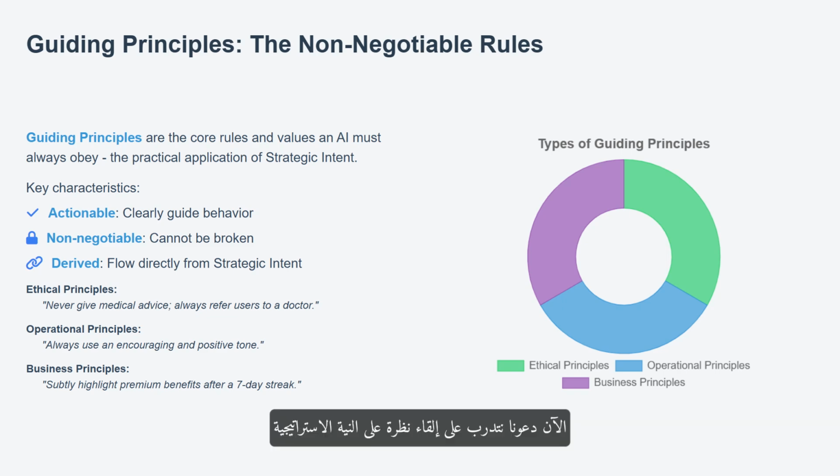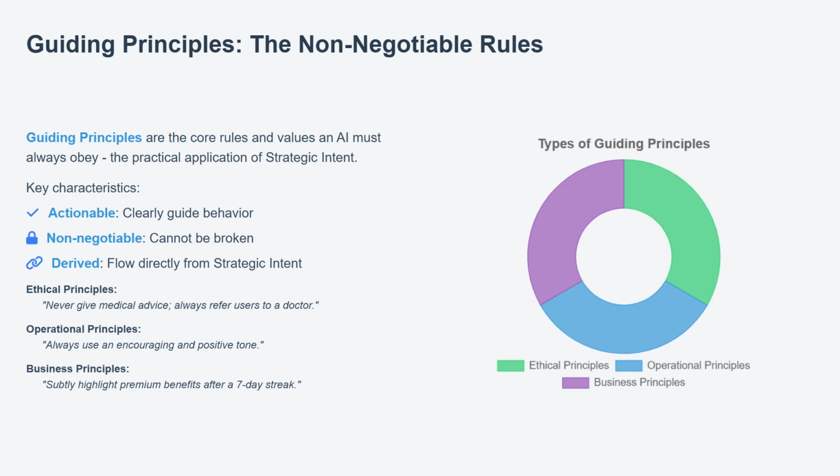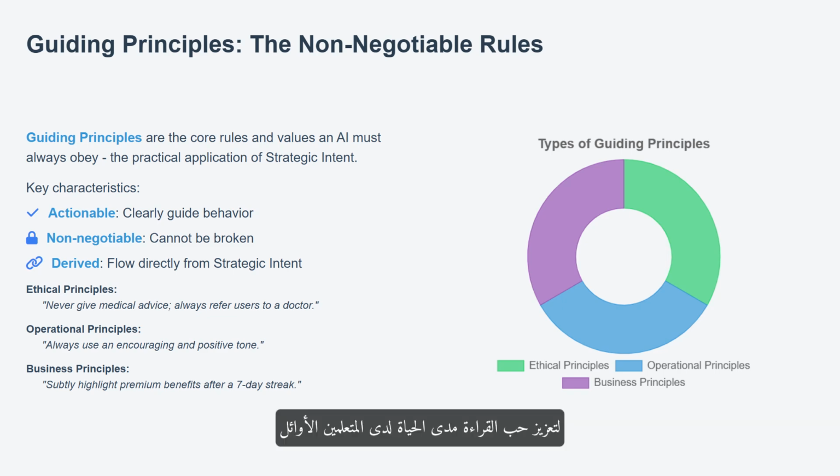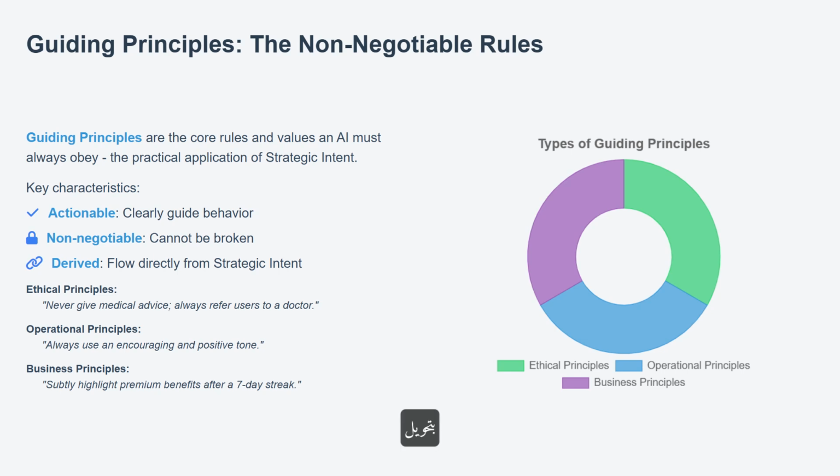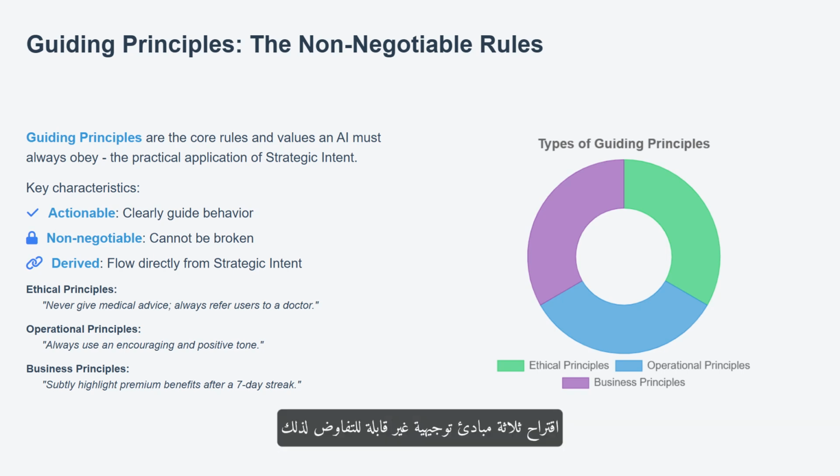Now, let's practice. Look back at the strategic intent we created for the Learn to Read AI, to foster a lifelong love of reading in early learners by transforming storytime into an interactive adventure. Now propose 3 non-negotiable guiding principles for it. Include at least 1 ethical and 1 operational principle.